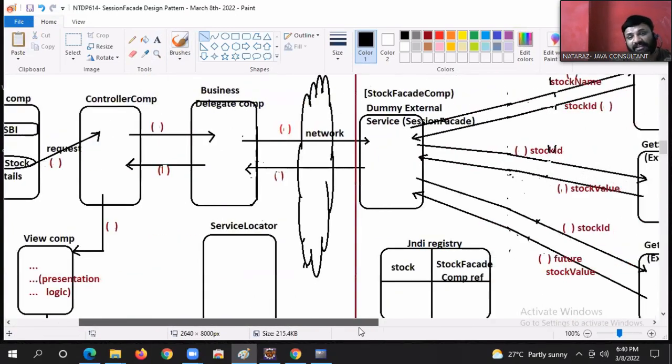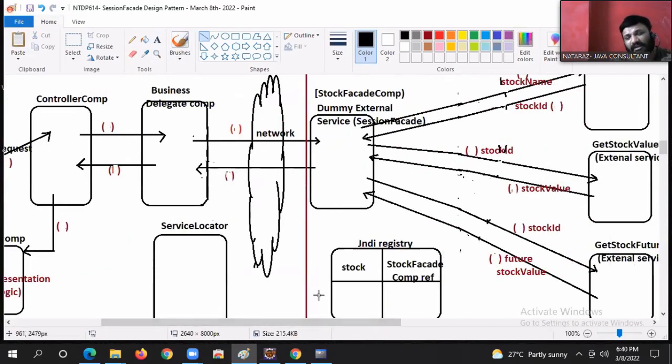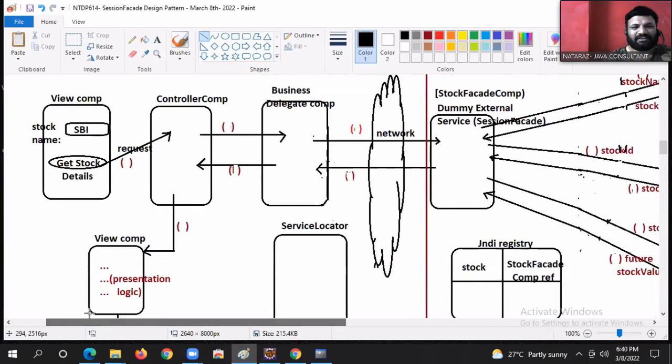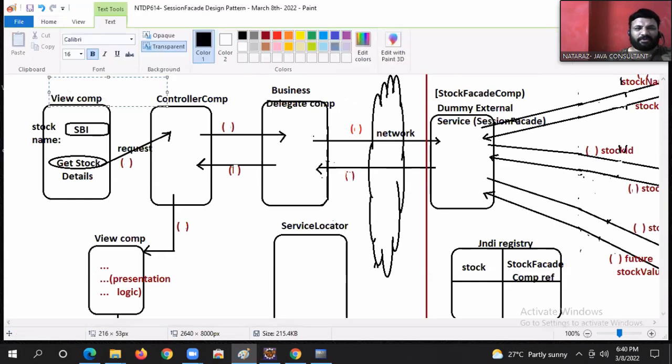To get this external component reference, definitely we have to use what? Service locator support. Service locator is there. Don't place JNDI lookup code in the business delegate. Always separate that code into the service locator. That is what we discussed yesterday, right? Now tell me, what is the component name?